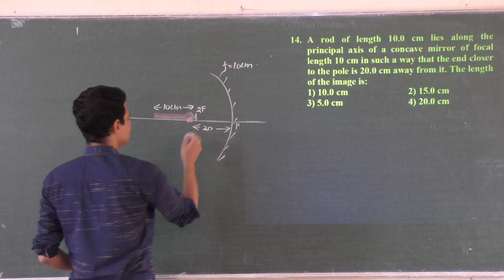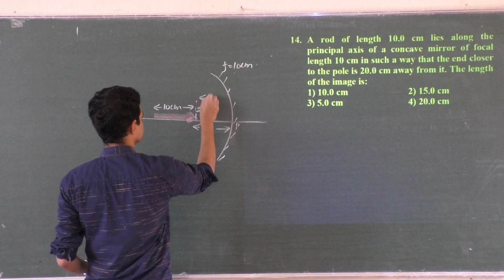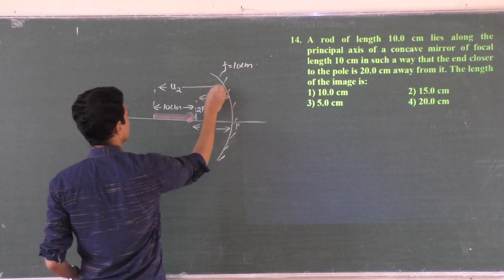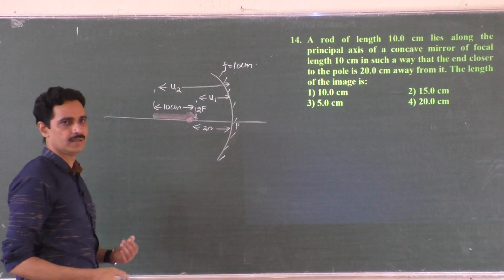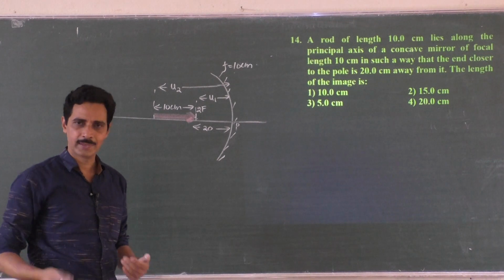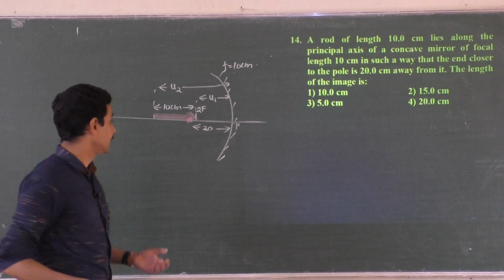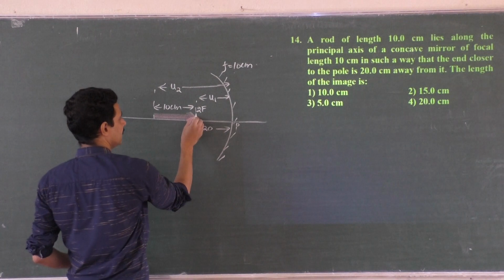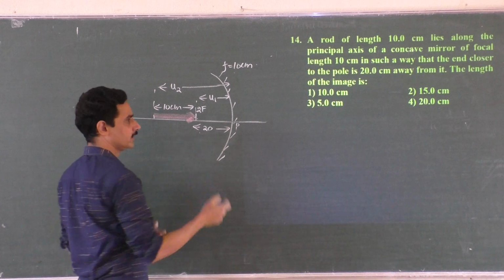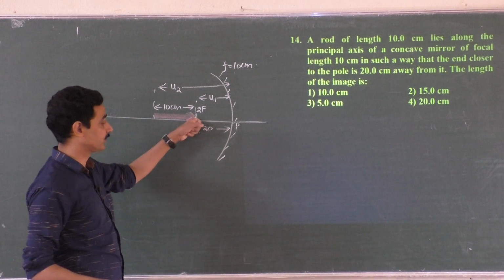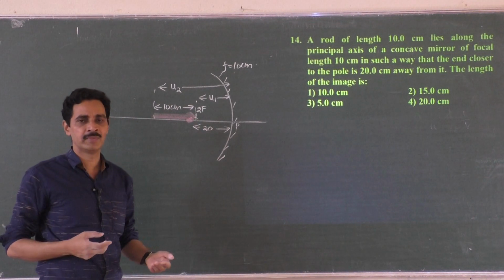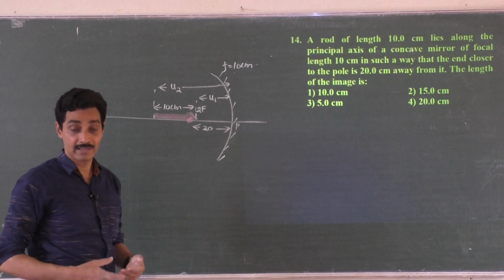Now we will consider this as one object, and we will consider this point as another object. Consider each point, the head and tail of the rod, as separate objects. Find out where they form the image. If this one forms the image somewhere here, and this one somewhere here, then the image length should be V2 minus V1. Find V1 for this point and V2 for that point. V2 minus V1 or V1 minus V2 will give you the length of the image, right?